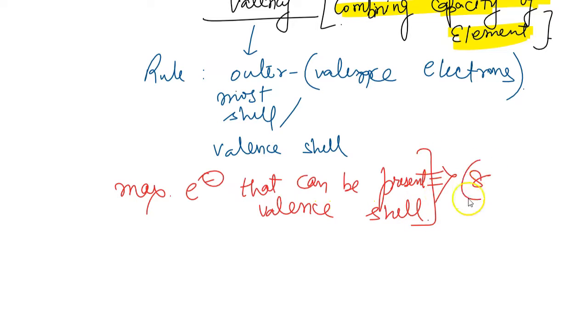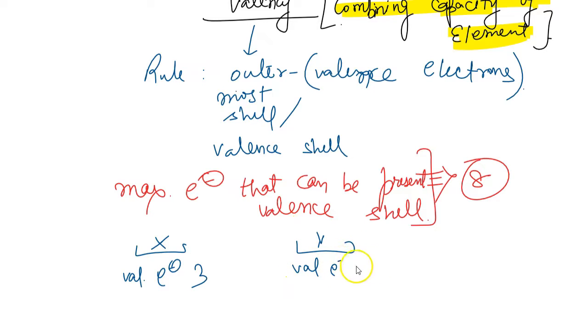So if 8 is the maximum number of electrons that can be present, then let us suppose I have got the electronic configuration of an element whose valence electron is 3. Another element whose valence electron is 5. Another element whose valence electron is 2. Another element whose valence electron is 4. Let us see how to find out valency.